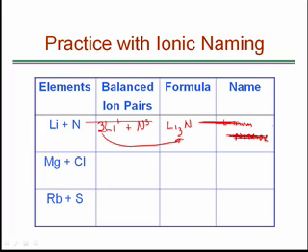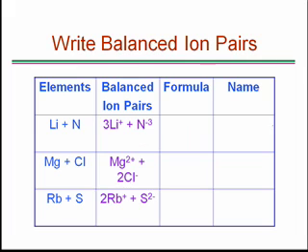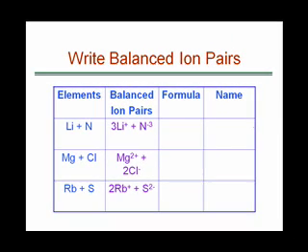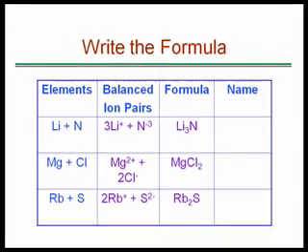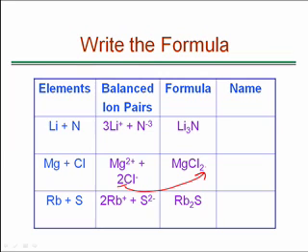So here are the answers. Mg makes a +2 charge, and chlorine makes a -1. Rubidium makes a +1 charge, and sulfur makes a 2- charge. So how do I write the formula? Okay, Mg, I only need one of them. Chlorine, I need 2, so that 2 becomes the coefficient. Rubidium, I need 2 of these to balance out the 2- charge, and it becomes just like that.